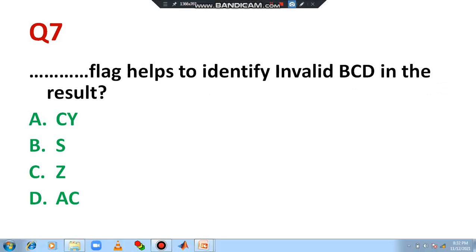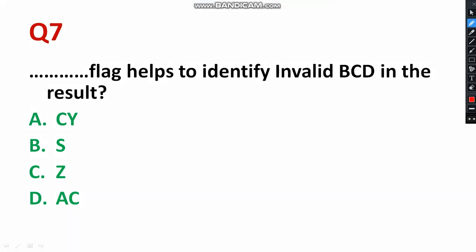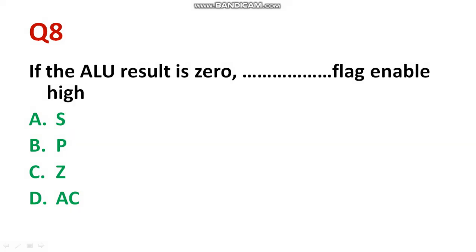Now let me discuss question number 7. Dash flag helps to identify invalid BCD in the result, an invalid BCD operation, for example BCD addition. So you can use the auxiliary carry flag, AC, auxiliary carry. Please select option D. Option D is the correct answer.